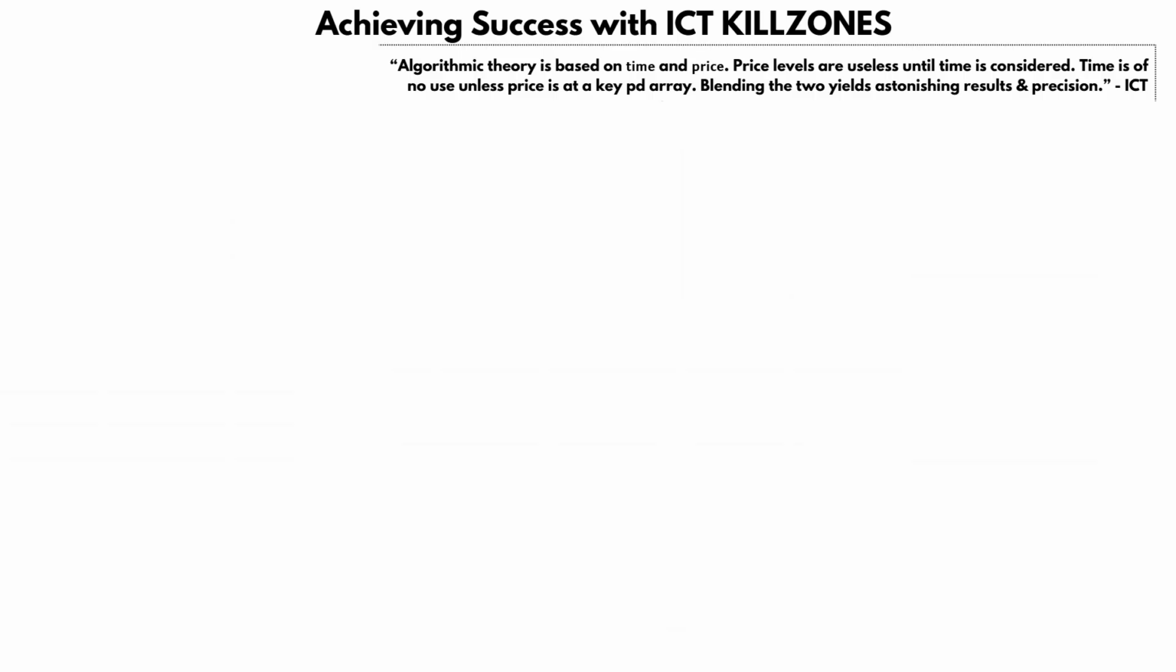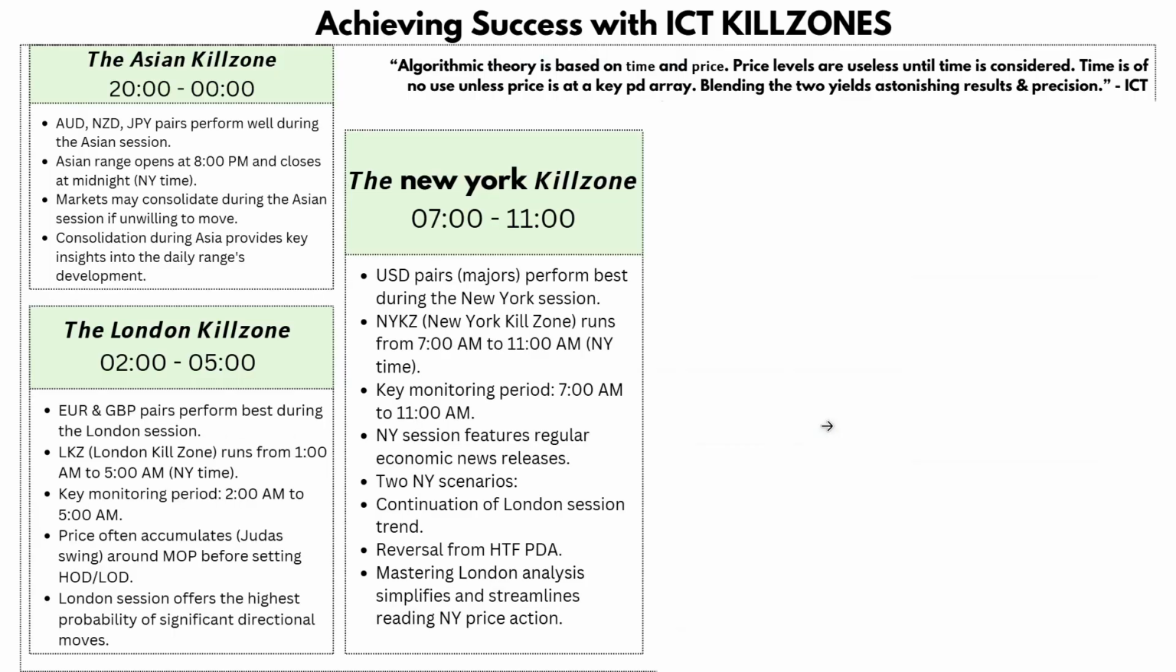The time and price theory is what gives us our edge. It gives us precision, and it yields astonishing results. This right here is our main kill zone times. We have the Asian kill zone between 8 p.m. to 12 a.m. We have the London kill zone between 2 a.m. to 5 a.m. And then we have the New York kill zone between 7 a.m. to 11 a.m. Eastern Standard Time.